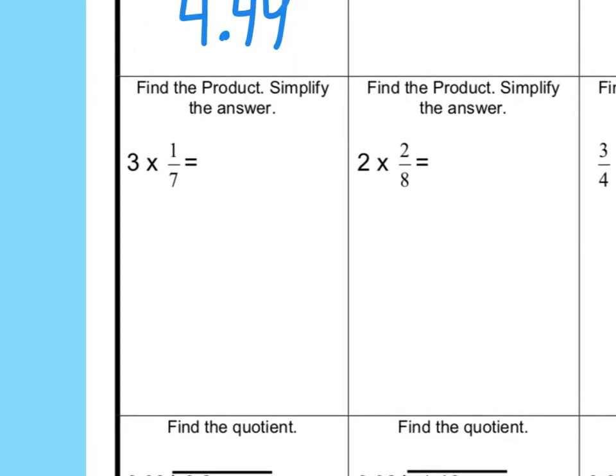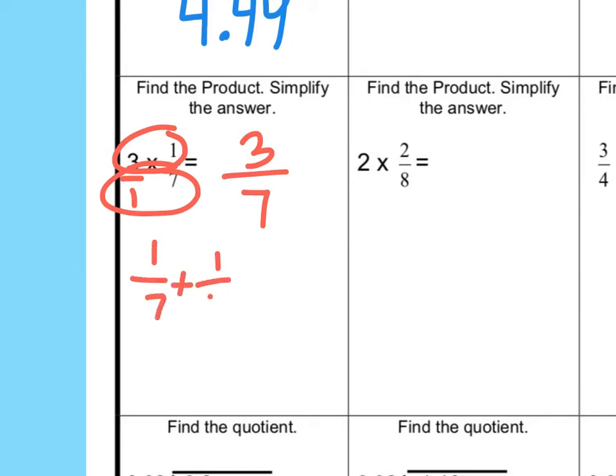Next one says find the product. Simplify the answer. So this is 3 times 1/7. It's the same as 3 over 1. We multiply the numerators. That's 3 times 1, which gives us 3. And of course the bottom one is just 1 times 7, which is 7. And we cannot simplify 3/7, so that's our final answer. Because when you have 3 copies of 1/7, it's pretty much 1/7 plus 1/7 plus 1/7, and that's why we get 3/7.